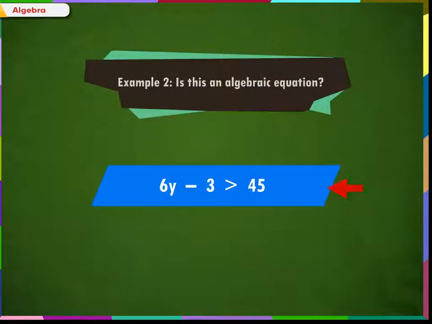Example 2. Is this an algebraic equation? 6y minus 3 is greater than 45. No, this is not an algebraic equation. Though it consists of variables and constants, it does not contain any equal to sign. Example 3. Is this an algebraic equation? 24 divided by 4 is equal to 6. No, this is not an algebraic equation as this doesn't contain a variable.